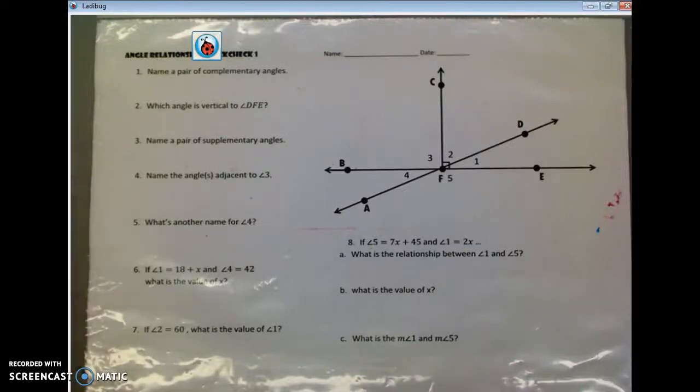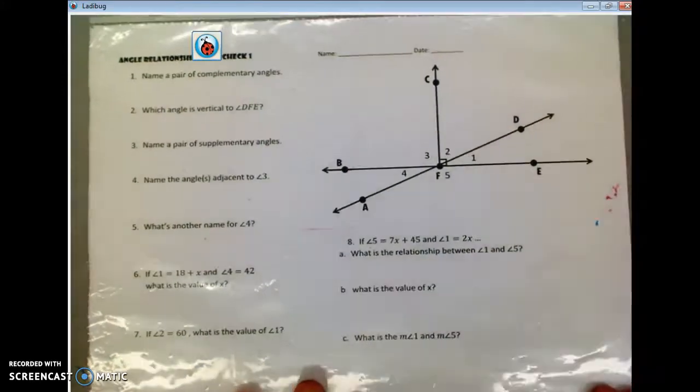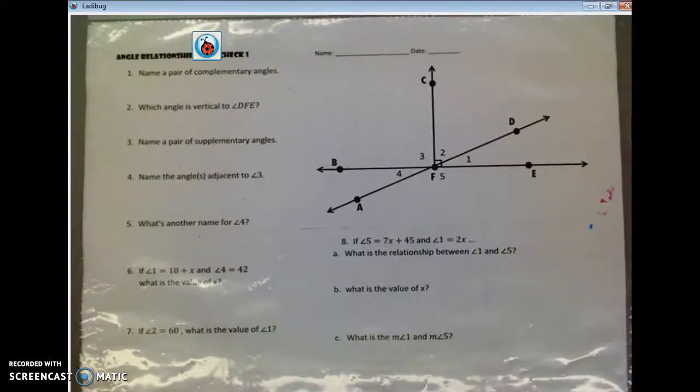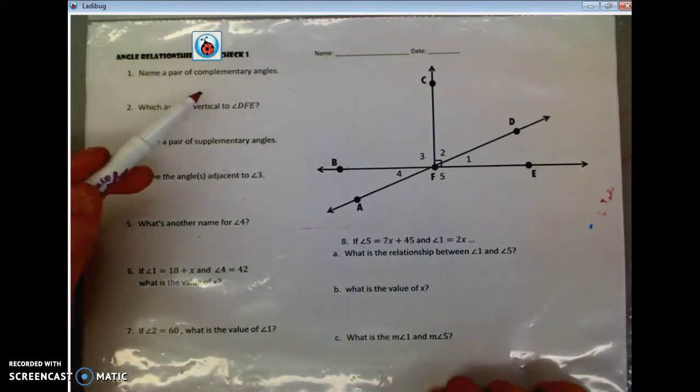Alright, this is the Angle Relationships Quick Check Review for the advanced class, periods 1, 2, and 7. So if you are not in periods 1, 2, or 7, then please close the video and open the other one.